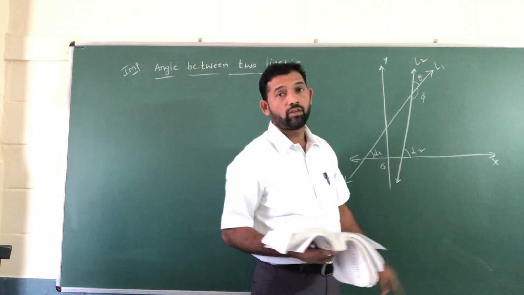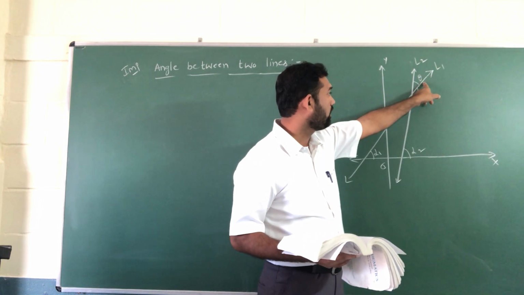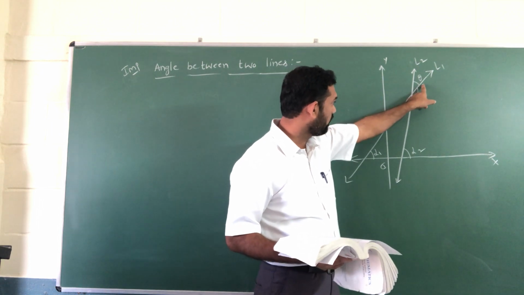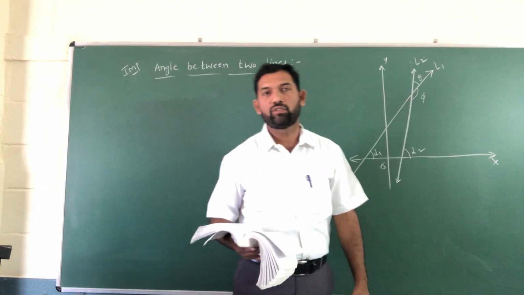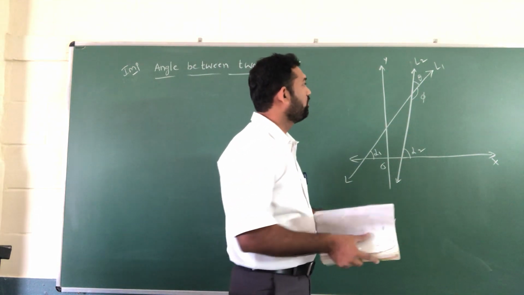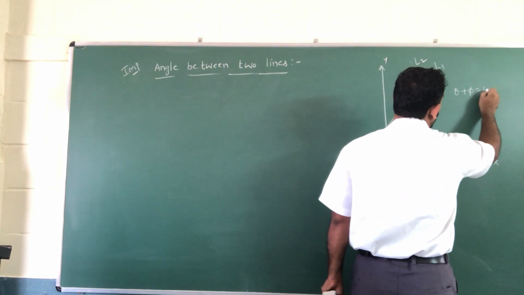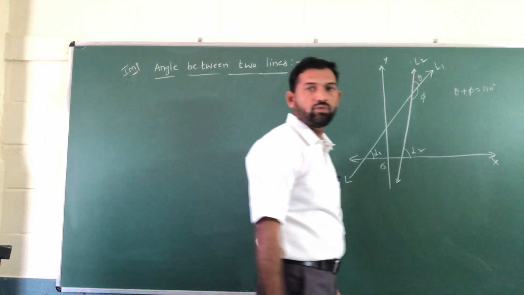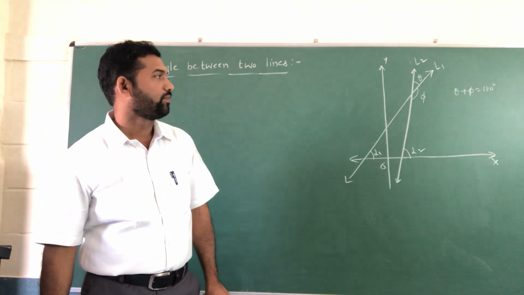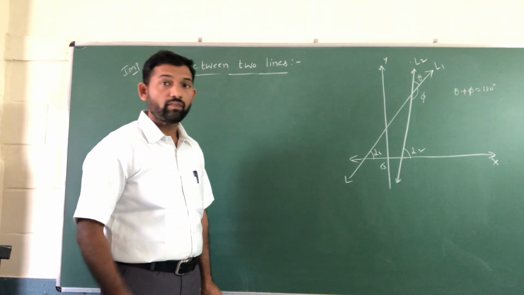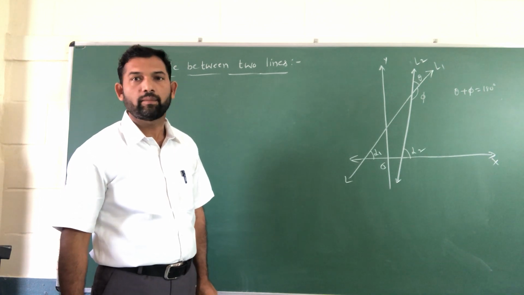Between L1 and L2 the angle is theta, and between L1 and L2 the other angle is phi. The sum of these two angles, theta plus phi, is equal to 180 degrees. Both are supplementary angles.